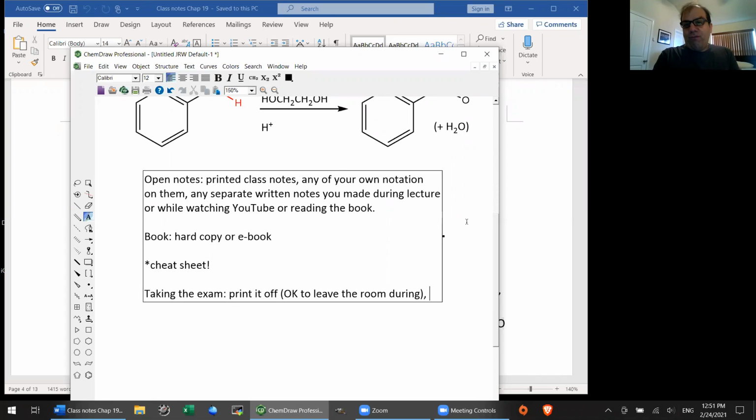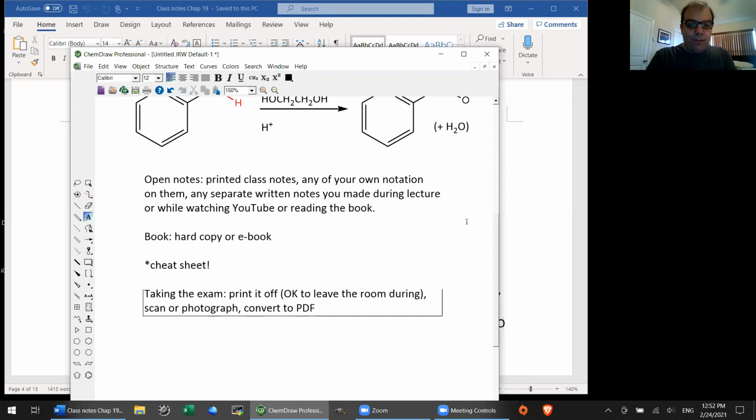And you'll just write it as usual. Then at the end, you'll scan or photograph. By the way, all these instructions I'll also make available with the actual exam, but I just want to assuage some curiosity. Scan or photograph, convert to PDF, submit to eCampus. That's one way you can take the exam.